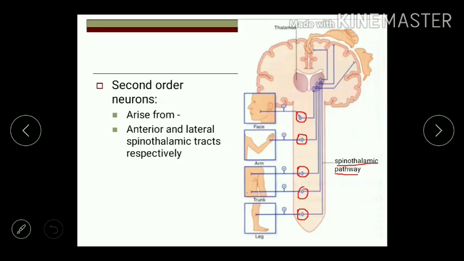These first order neurons end in the dorsal horn of the spinal cord in the nucleus proprius, from which second order neurons arise. You can see here in the diagram, this is the first order neuron and the second order neuron arises. Now these second order neurons cross to the opposite side and ascend in the anterior and lateral white column. They ascend upward, reach up to the thalamus, and the tract which is formed by these second order neurons is known as the spinothalamic pathway.